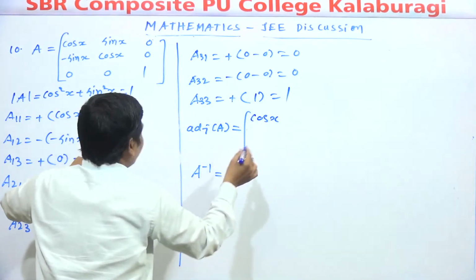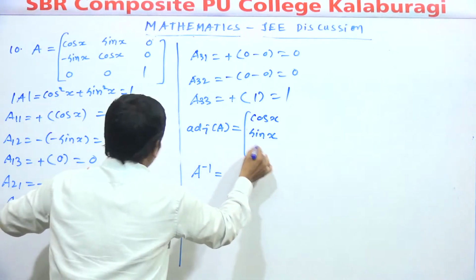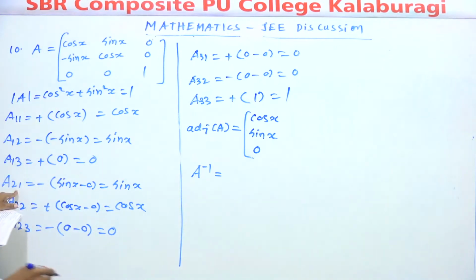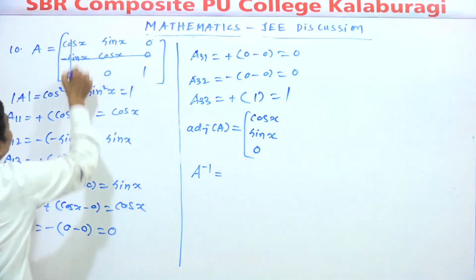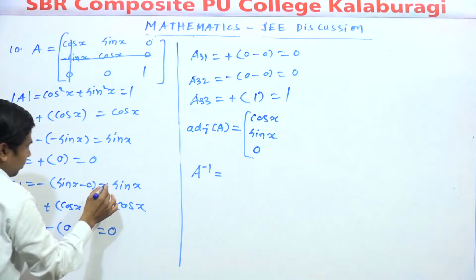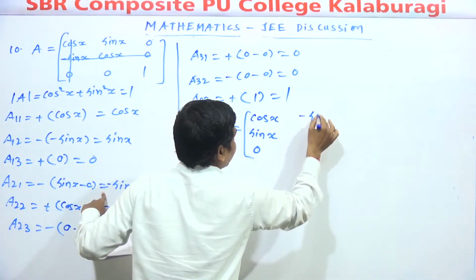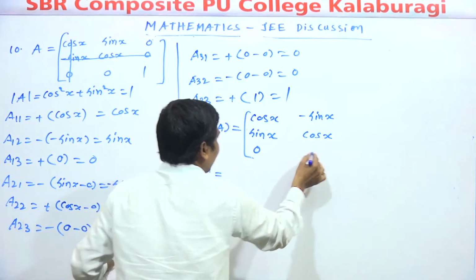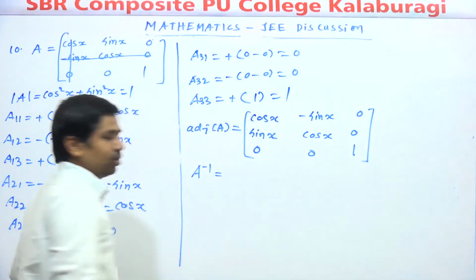Cos x. A12 is sin x. A13 is 0. A21 is what? Second row, first column: 1 into sin x minus 0 is what? Sin x minus 0 is minus sin x, right? Minus sin x. It is cos x and 0. Last is 0, 0, 1. This is your adjoint of A.